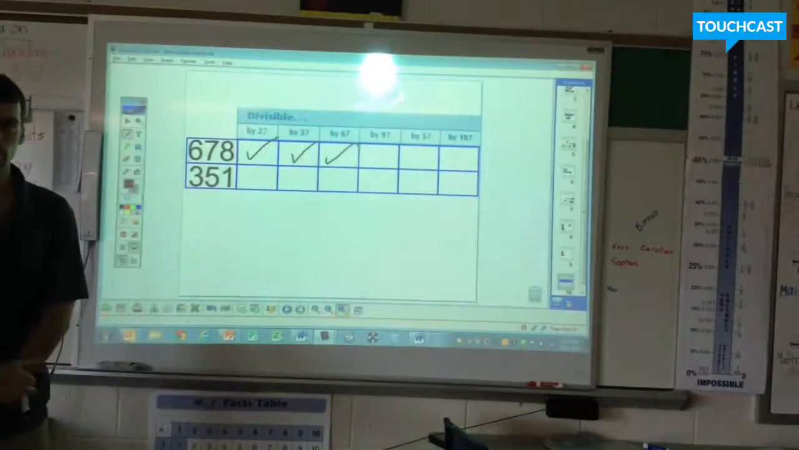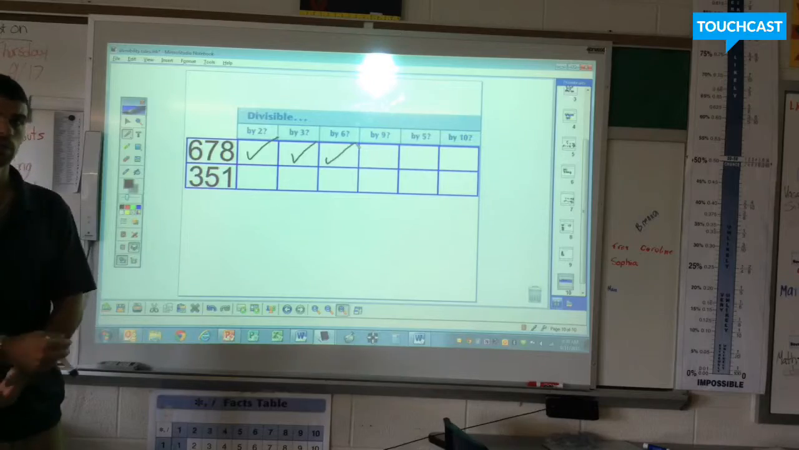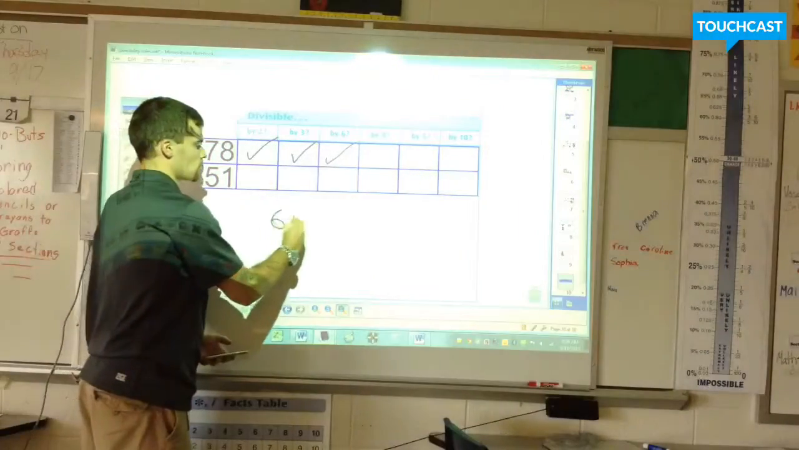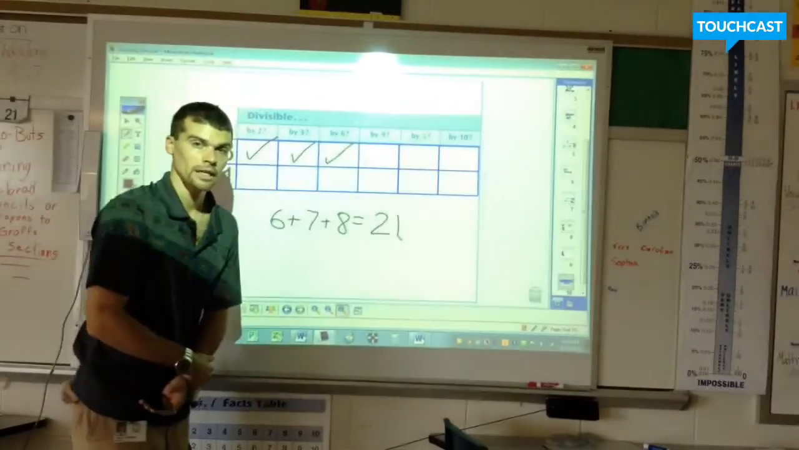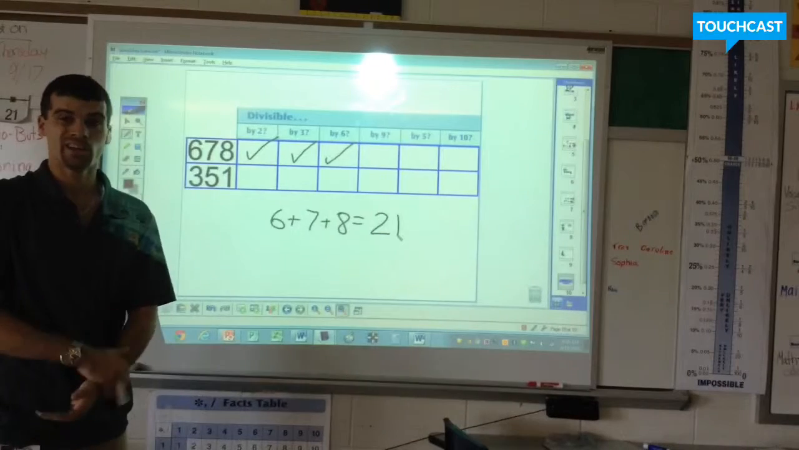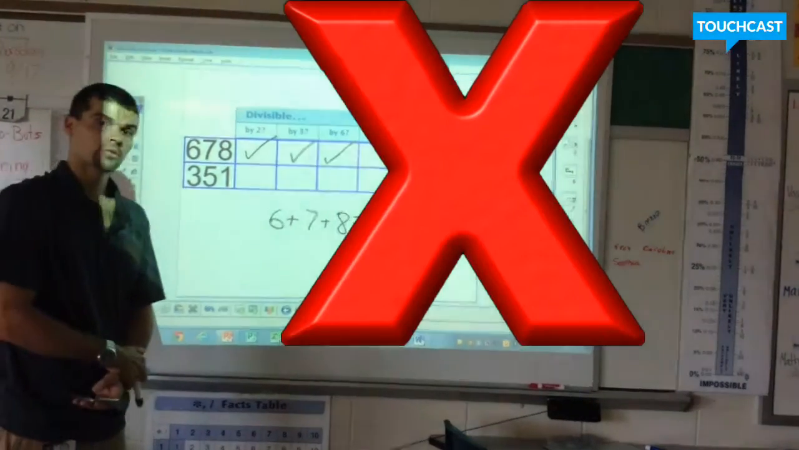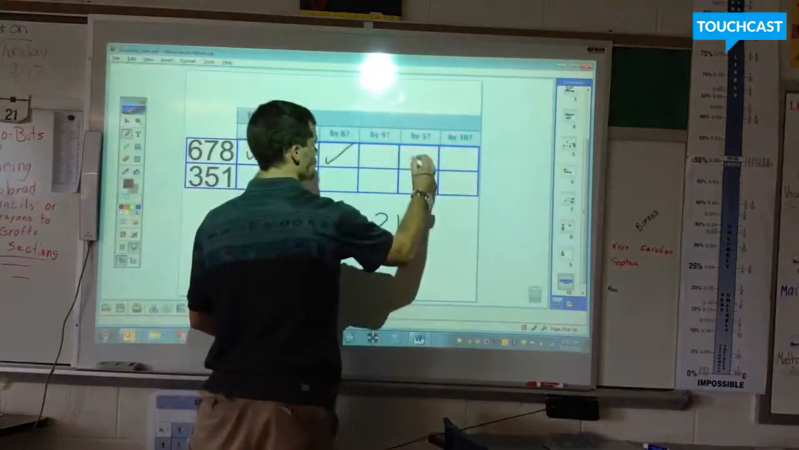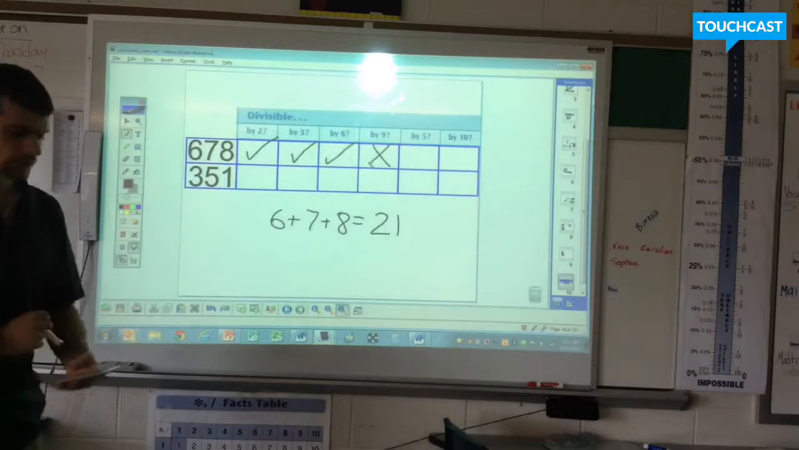Now we're going to look at 9. We're actually going to use the same strategy as we did for 3. I remember that 6 plus 7 plus 8 came to 21, and I need to figure out if 21 is divisible by 9. And I know that it is not. So 9 is not divisible into 678.